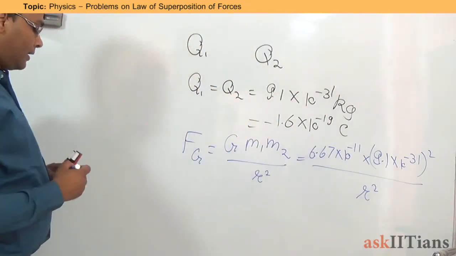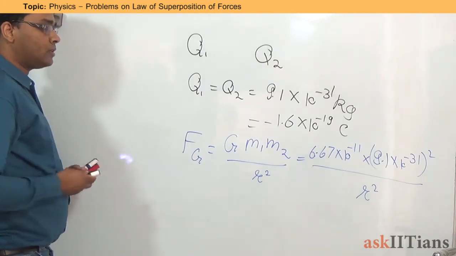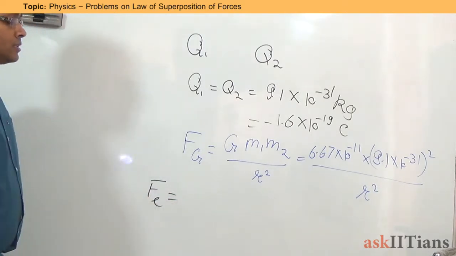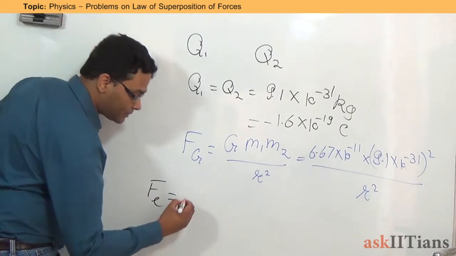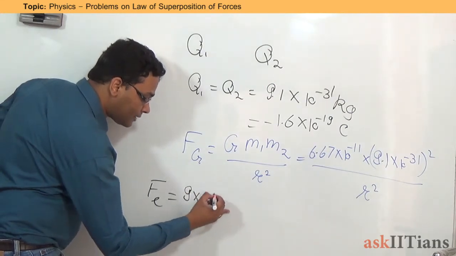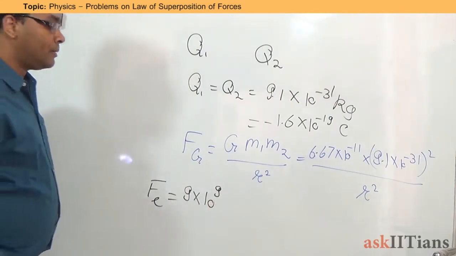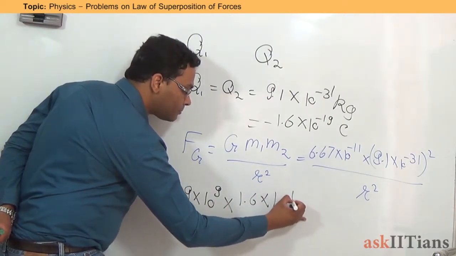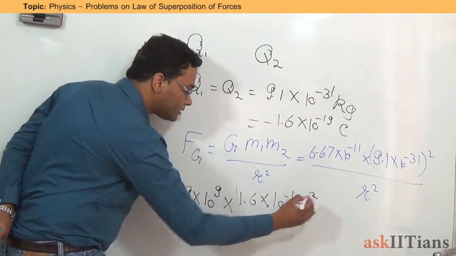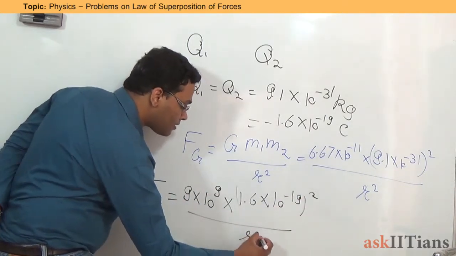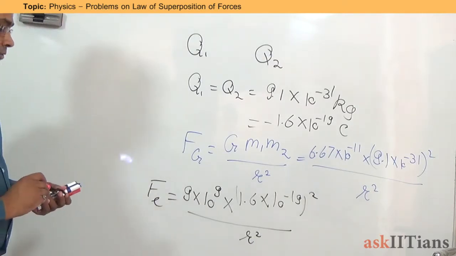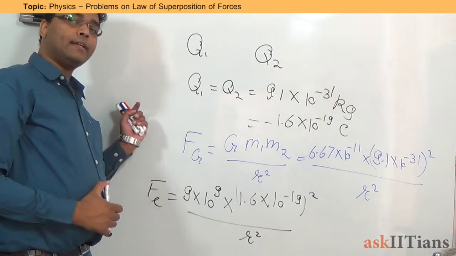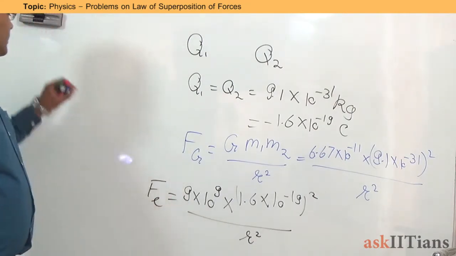And for the electrostatic force, it is going to be given by 1 over 4 pi epsilon naught, which can be written as 9 into 10 to the power 9, then the charges, that is 1.6 into 10 to the power minus 19, whole squared, divided by r squared. So this way, if you just use a calculator, or even without a calculator, you can find out what is going to be the ratio between these two, right? Okay.